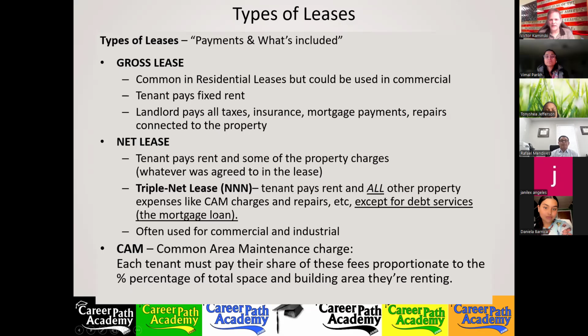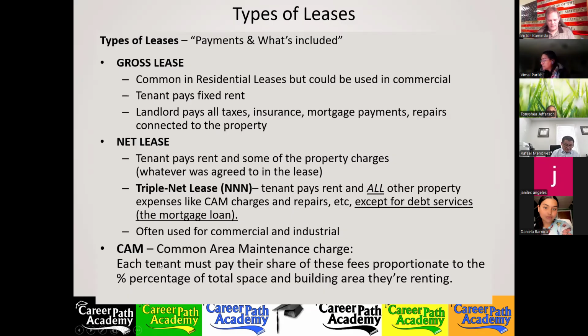Okay, they're paying their rent. The tenant pays all expenses. In a triple net lease, the tenant is responsible for all property expenses: landscaping, snow removal, taxes, repairs, everything on the property, except for the debt service, the mortgage loan. They're not making mortgage payments. So this is often used in commercial and industrial properties.